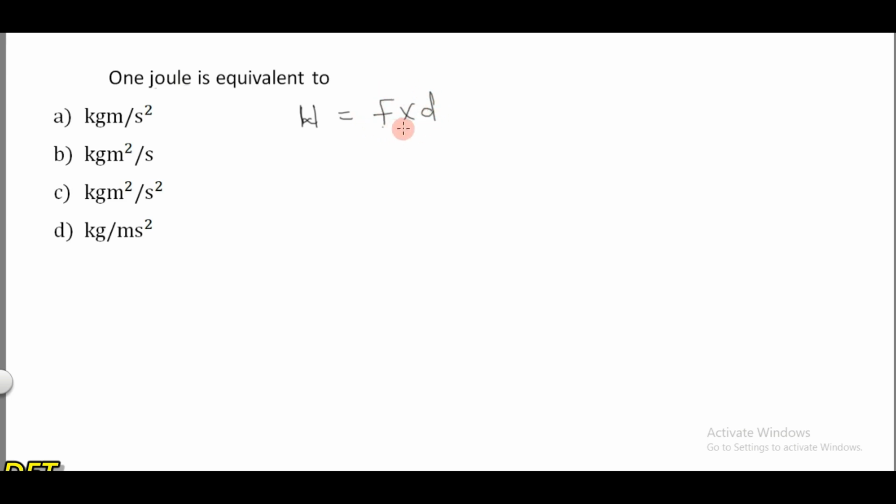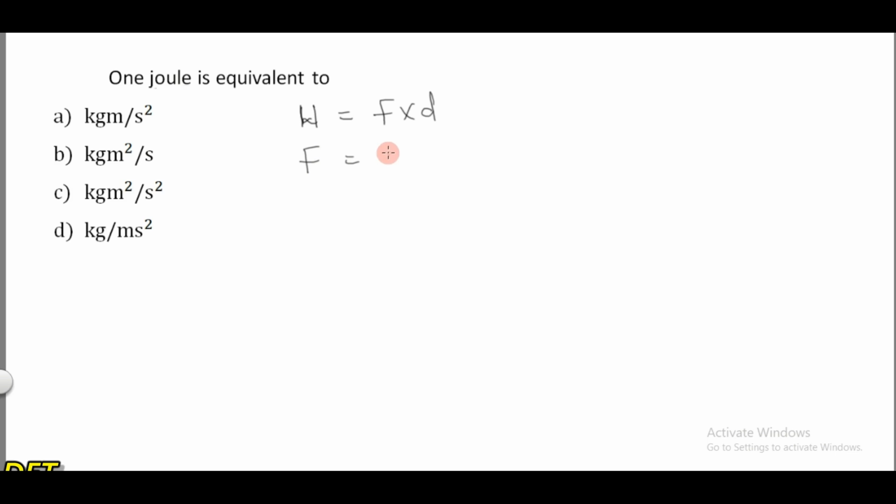So for us to find the other unit for 1 joule, we would have to express this, simplify it in fundamental quantities. After getting everything in fundamental quantities, we can now look for the other unit for 1 joule, or the equivalent of 1 joule. So we have that work done is equal to force times distance. Distance is a fundamental quantity, so we'll leave it. Force is a derived quantity, so we'll have to look for the formula of force.